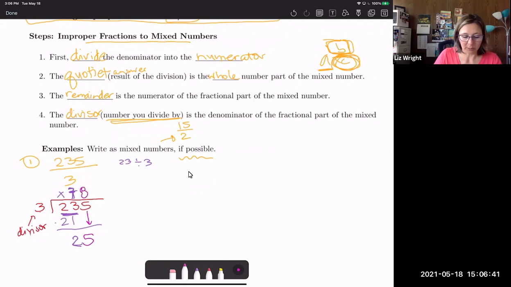So 8 times 3 is 24. When we subtract, we get 1. Is 1 less than 3? Bingo. Yes. We don't have any other numbers over here to bring down. So our process is nearly over.